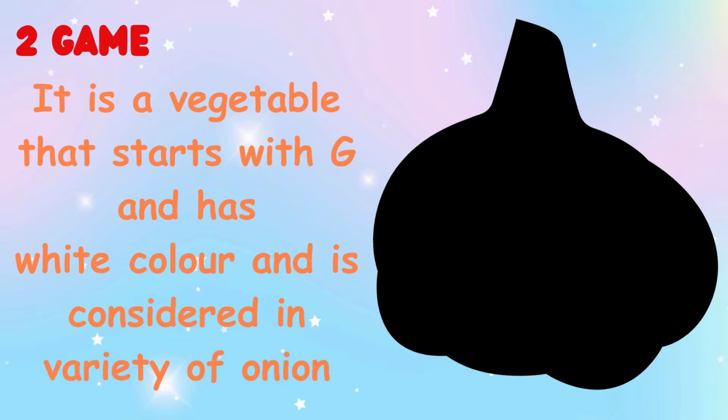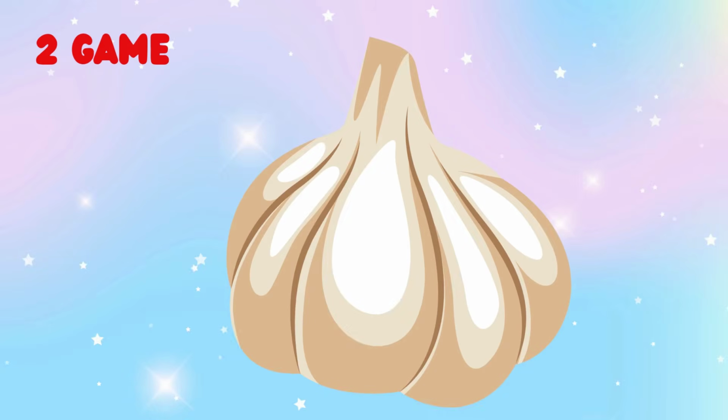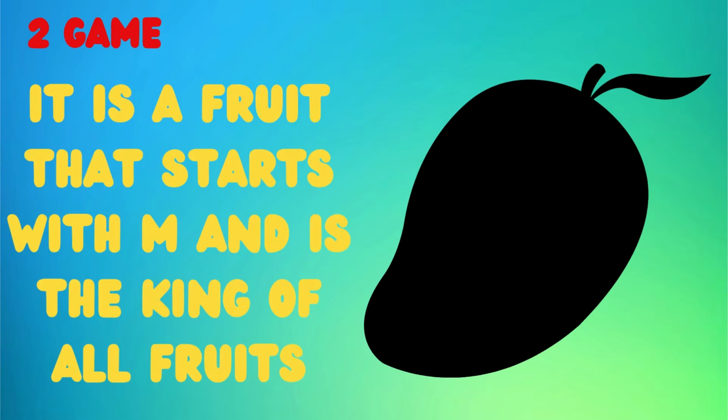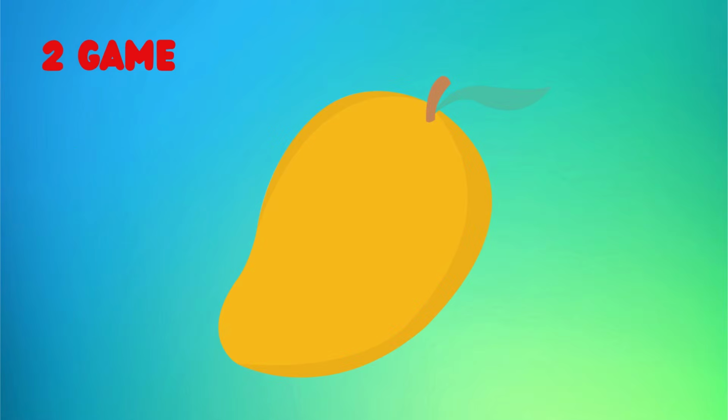Hint, it is a vegetable that starts with G and has white color and is considered a variety of onion. Can you guess it? Yes, it was the garlic that was hiding behind the black blanket. Hint, it is a fruit that starts with M and is the king of all fruits. Can you guess it? Yes, it was the mango that was hiding behind the black blanket.